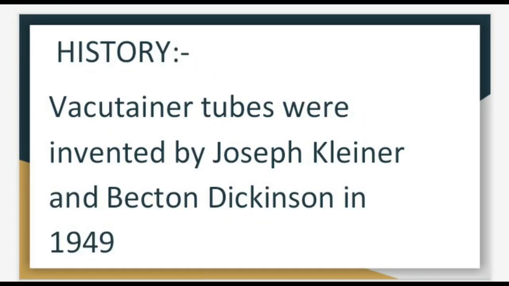Let's see the history of the vacutainer tubes, meaning who discovered these vacutainer tubes and in which year. Actually, these vacutainer tubes were discovered by two scientists: one is Joseph Kleiner and the next one is Becton Dickinson, in the year 1949.